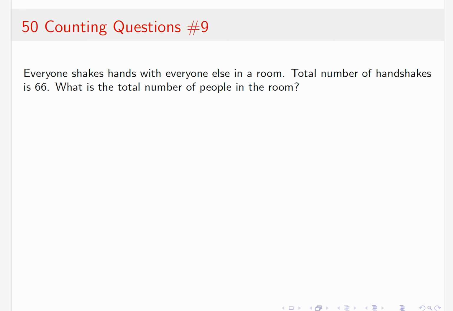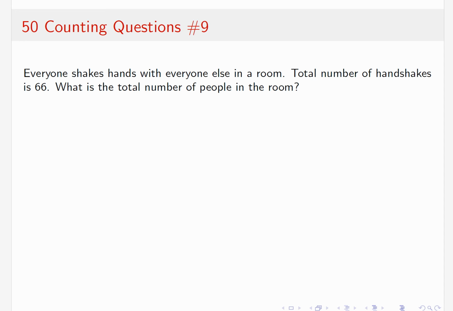Okay, so here's the handshake problem. Okay, this is backwards, right? They've given us the total number of handshakes that occur, and they've asked us what the total number of people is in the room.